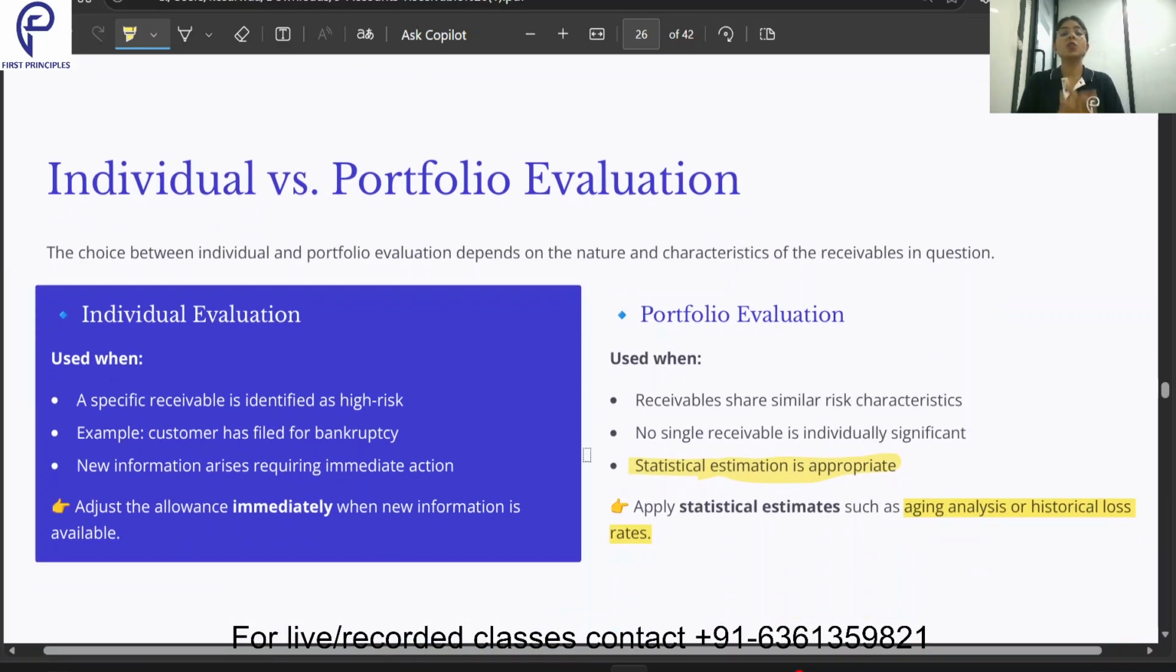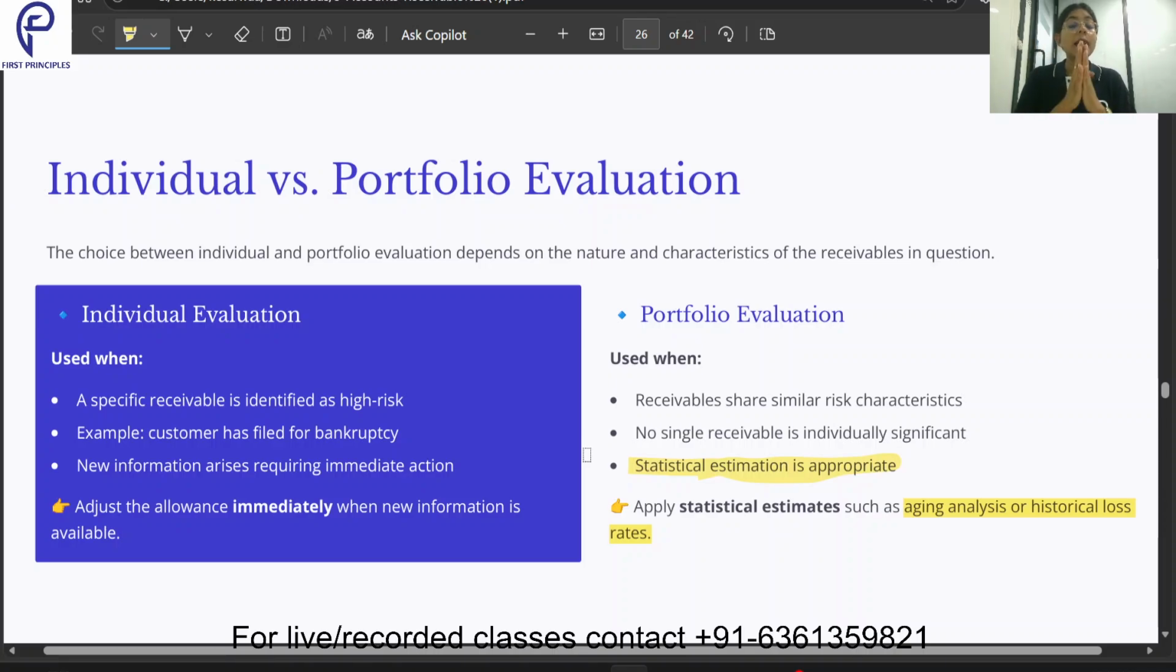Now, individual versus portfolio evaluation. When we are evaluating our accounts receivable in order to estimate our credit loss, how should we do the evaluation? We can use two methods. One is individual evaluation. That means we look at one customer's accounts receivable, evaluate it, and for that particular customer we estimate our credit loss expense. Or we can look at the entire portfolio, all the customers at once, and then estimate our credit loss expense.